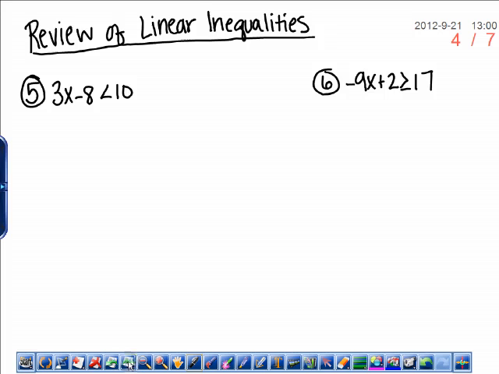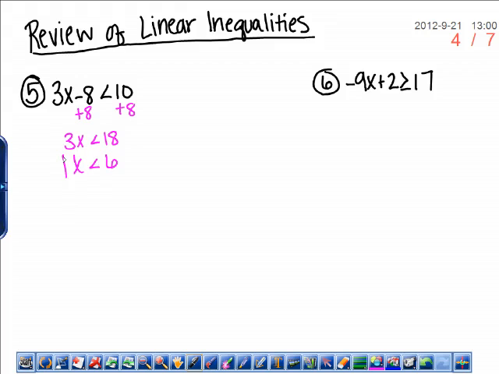Okay, so now we're going to review some linear inequalities. Let's start off with 3x minus 8 is less than 10. I would start by adding 8. So I get 3x is less than 18. Then what? Divide by 3, so I get x is less than 6. That is your answer as an inequality.